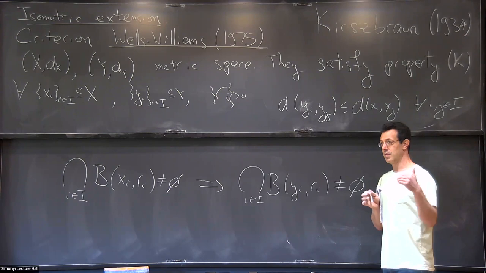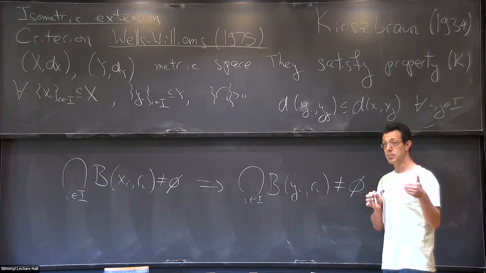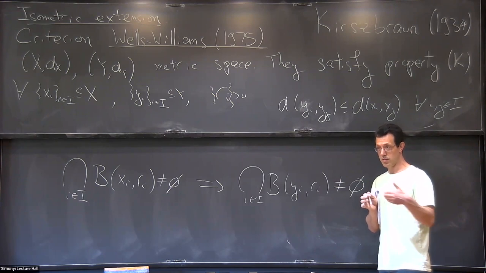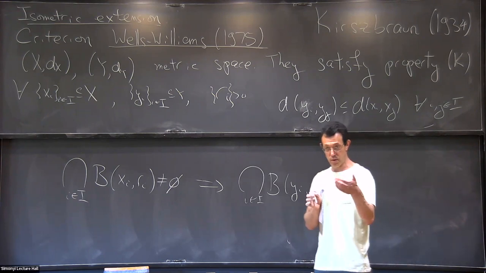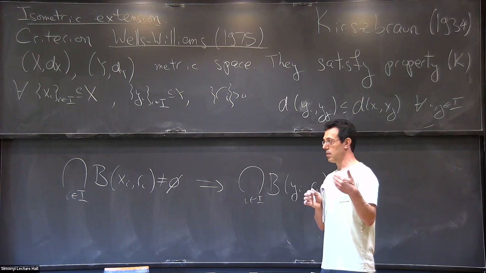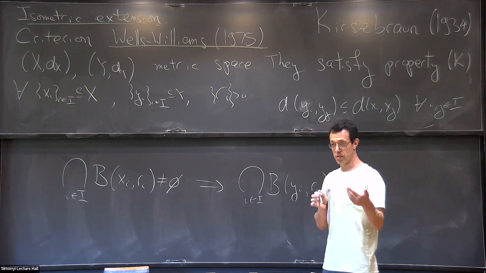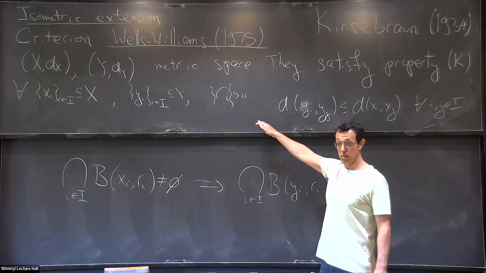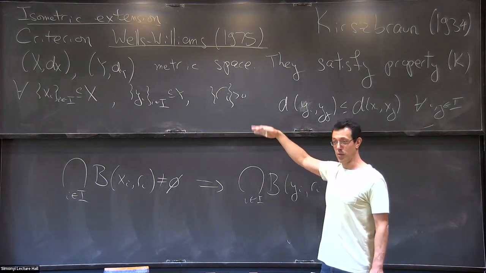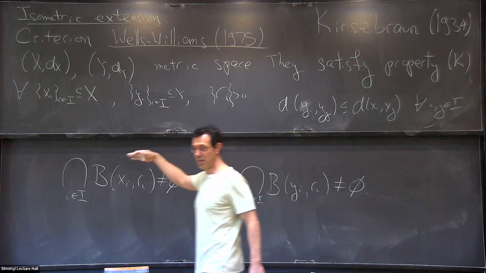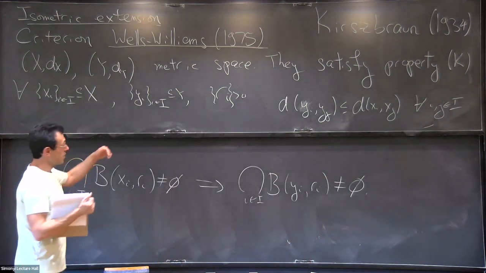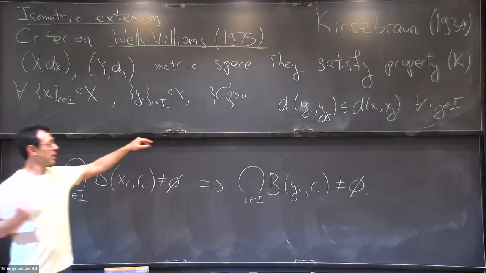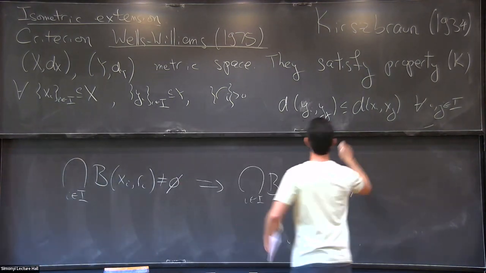The fact that you can extend any one-Lipschitz function from any subset x to y, where y is not a normed space anymore, just a property of the pair, without losing anything in the Lipschitz constant, still a one-Lipschitz function, is equivalent to property k. So let's very quickly do it in our head. If you can extend, then you take the xi's.